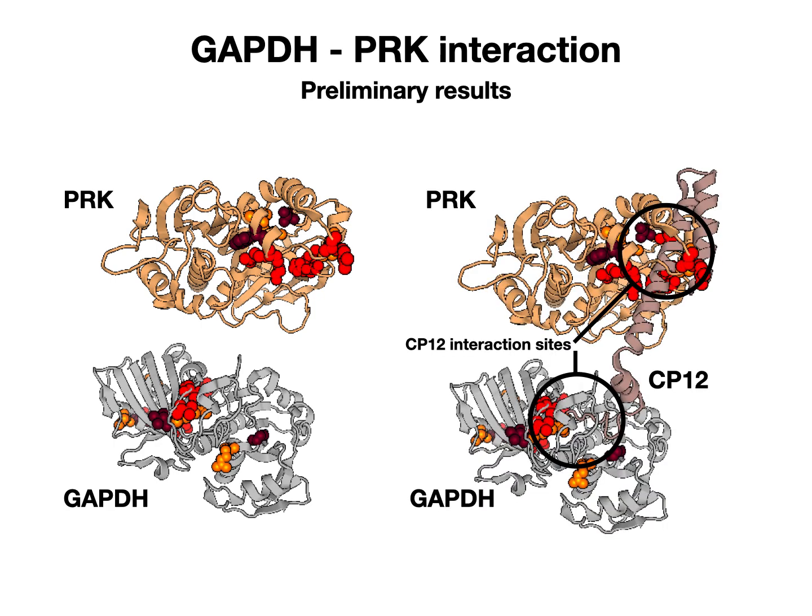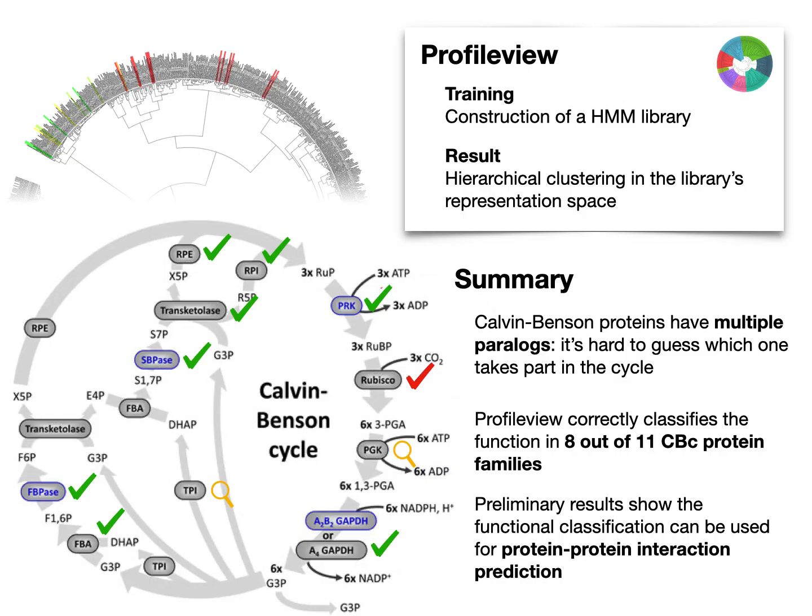It is only by considering the CP12 protein that we see how these clusters are functionally linked. Both are indeed found at the interaction sites between the 2 proteins and the mediator CP12, in agreement with the recent experimental evidence. In summary, Calvin-Benson proteins have multiple paralogs, and it's hard to guess which one would take part in the Calvin-Benson cycle. ProfileView correctly classifies the function in 8 out of 11 Calvin-Benson cycle protein families. Preliminary results show the functional classification can be used for protein-protein interaction prediction. Thank you for your attention.